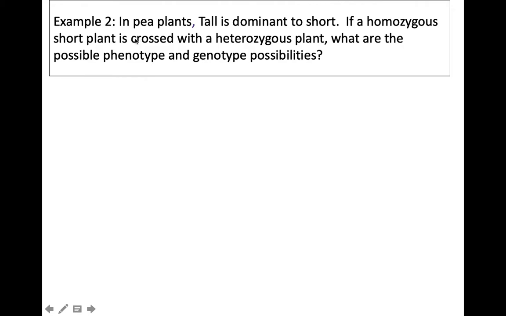If a homozygous short plant is crossed with a heterozygous plant, what are the possible phenotype and genotype possibilities? So here's the first thing I need to know. Homozygous short. Well, I know that short is recessive to tall. So that means the first genotype is little t, little t. And it says it's crossed with a heterozygous plant, which means it must be big T, little t. And just so we know, this plant would be tall because it has the dominant allele, which will cover up the recessive allele here.